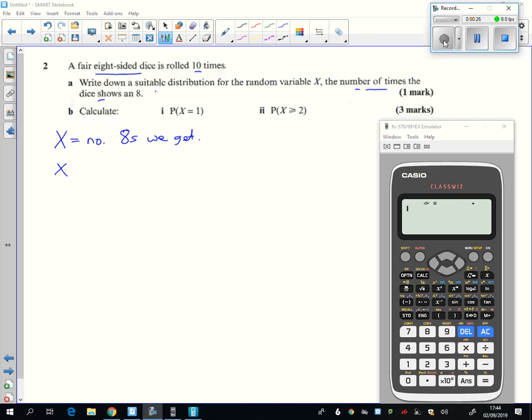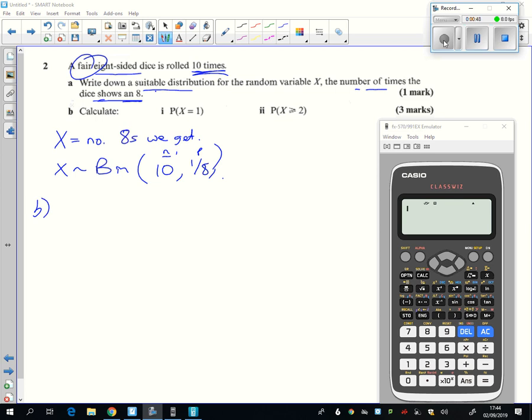And x is a binomial distribution. There's two numbers in a binomial distribution. The number of times you're doing it, n, and we're doing it 10 times. And the probability of getting what we want. Well, the probability of getting an 8, because it was fair, is 1/8. That's what it means by write down the distribution.